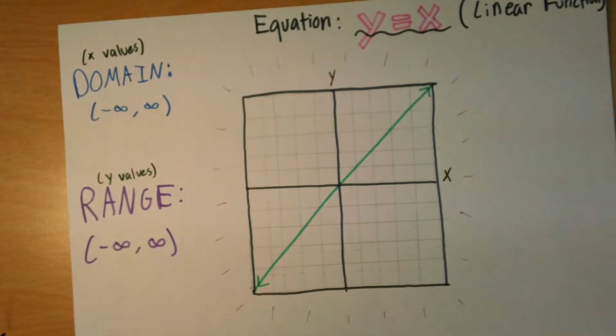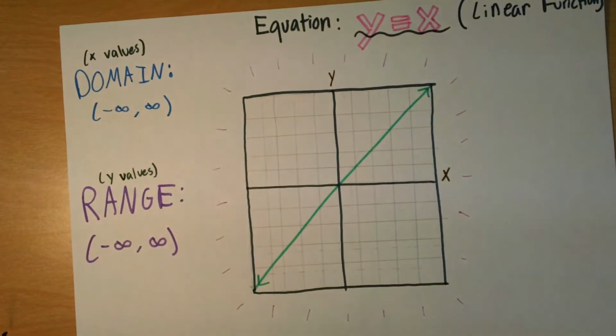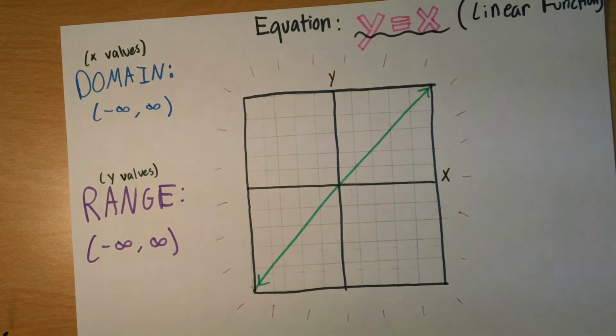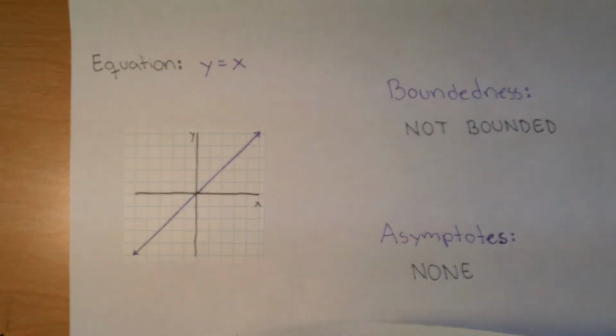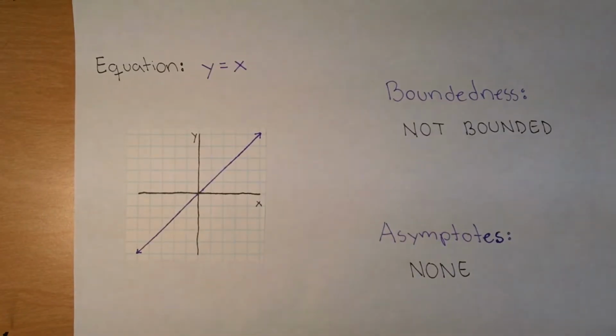This right here is the linear function y equals x. As you can see, this graph has a domain and range of all real numbers, considering the graph goes both ways with no detriments. Since it's a linear function, it's not bounded because it goes in both directions.